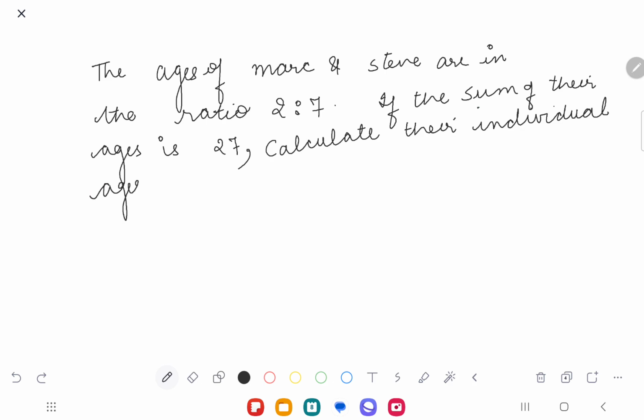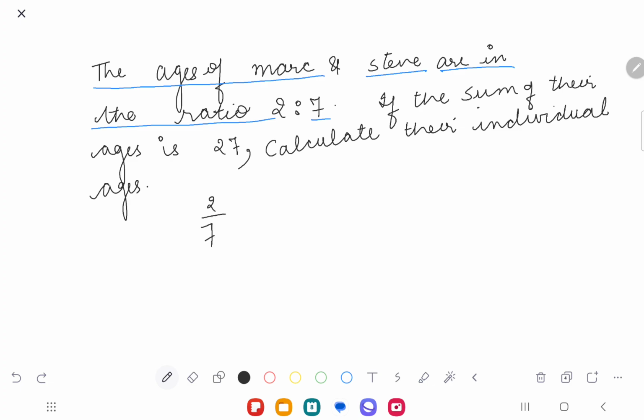Now, what is this question telling me? It says the ages of Mark and Steve are in the ratio 2 is to 7. But this is the ratio, and you understand that the ratio never gives me the original values. So we cannot say that Mark is 2 years old. No. We cannot say that Steve is 7 years old. Are you understanding?